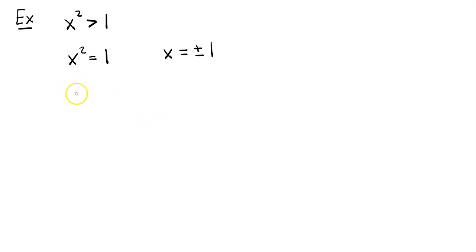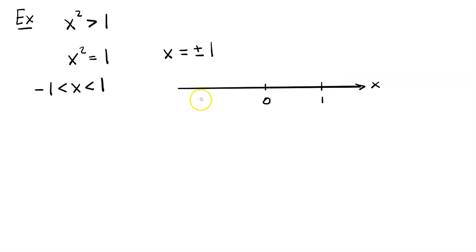Okay. And then, what can we say then? We see that when x is smaller than 1, but greater than minus 1... So let's draw a number line to more easily see what we are doing. So here we have 0, x. Here we have 1, minus 1. So when we are here and here, x squared is equal to 1.